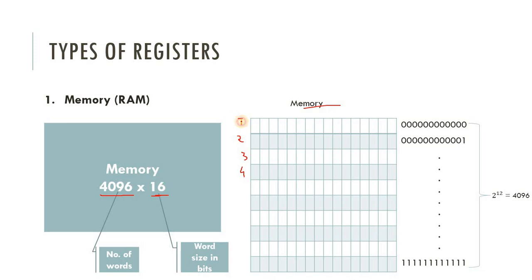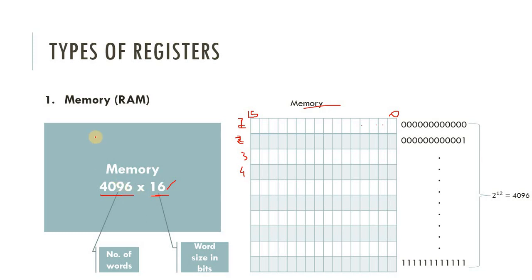It means this is the first word and this first word contains 16 bits. So here you can see that this is the first block and this first block has 16 small different blocks inside it. It means that each block stores 1 bit, total 0 to 15, which means there are 16 bits available in one word. In the second word also we can store 16 bits. In the third word we can store 16 bits and so on. So that is the meaning of 4096 cross 16 size of memory.